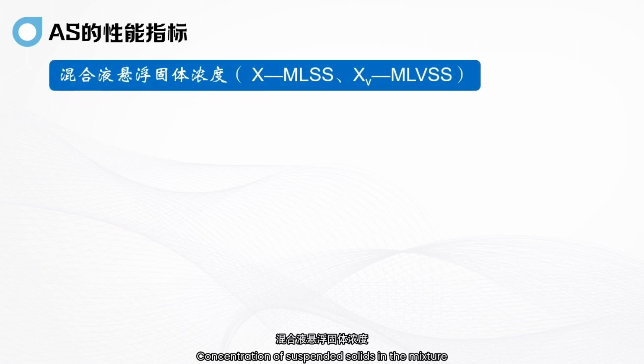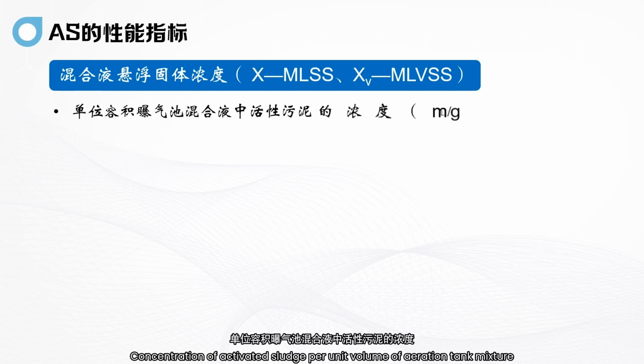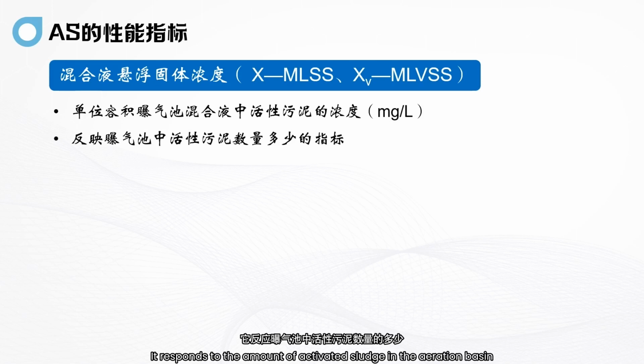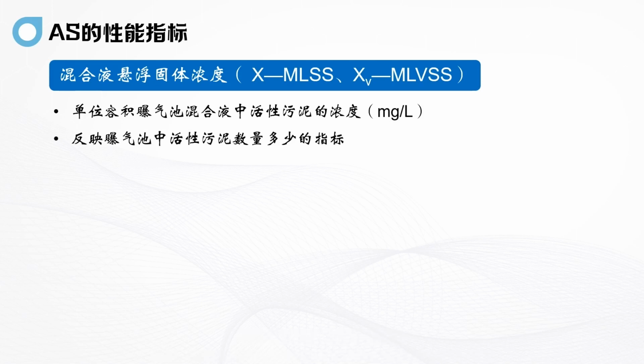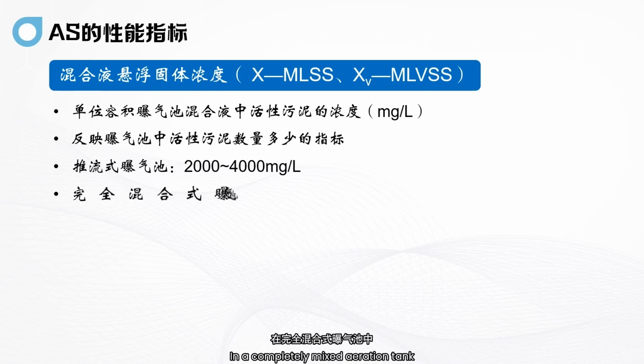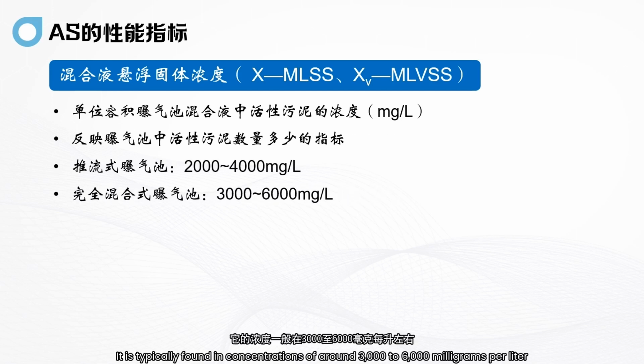Next is the concentration of suspended solids in the mixture. This is also a very important process indicator. We can generally denote this by X and XV. X can be expressed as MLSS. XV generally denotes MLVSS. It is the concentration of activated sludge per unit volume of aeration tank mixture, generally expressed in milligrams per liter. It reflects the amount of activated sludge in the aeration basin. In a plug-flow aeration tank, the general sludge concentration is in the range of 2,000 to 4,000 mg per liter. In a completely mixed aeration tank, it is typically around 3,000 to 6,000 mg per liter.